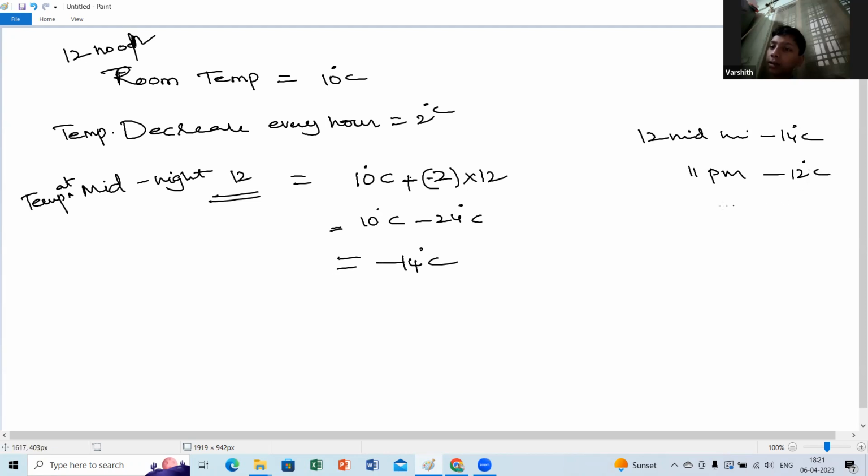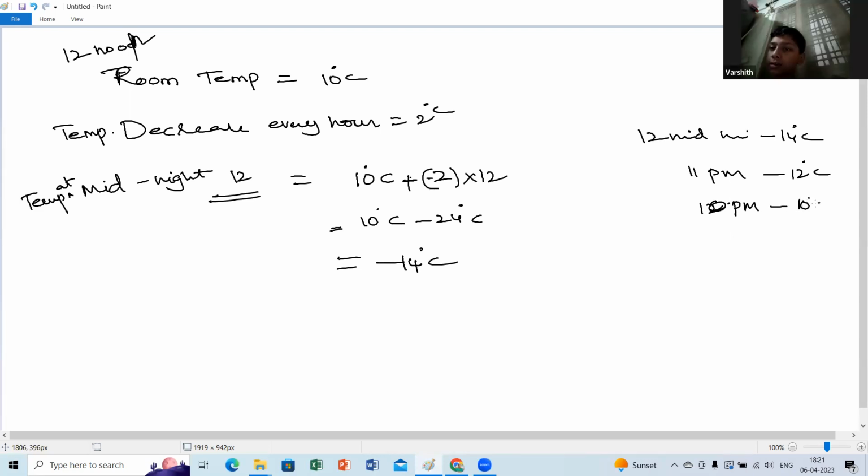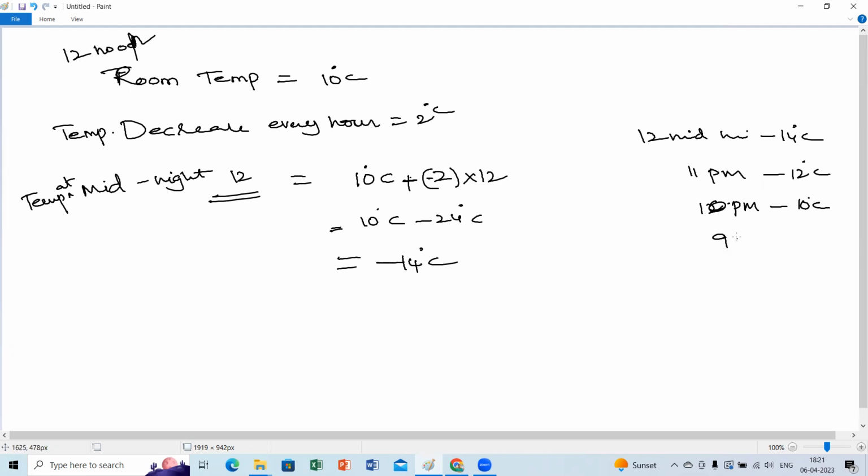So 11 p.m. means decreasing by 2 degrees. 10 p.m., minus 10 degrees Celsius. 9 p.m. means minus 8 degrees Celsius. That's why minus 8 we can write as below zero, 8 degrees Celsius below zero. Yes, ma'am. So at 9 p.m. the temperature was minus 8 degrees Celsius. You can write the conclusion statement.